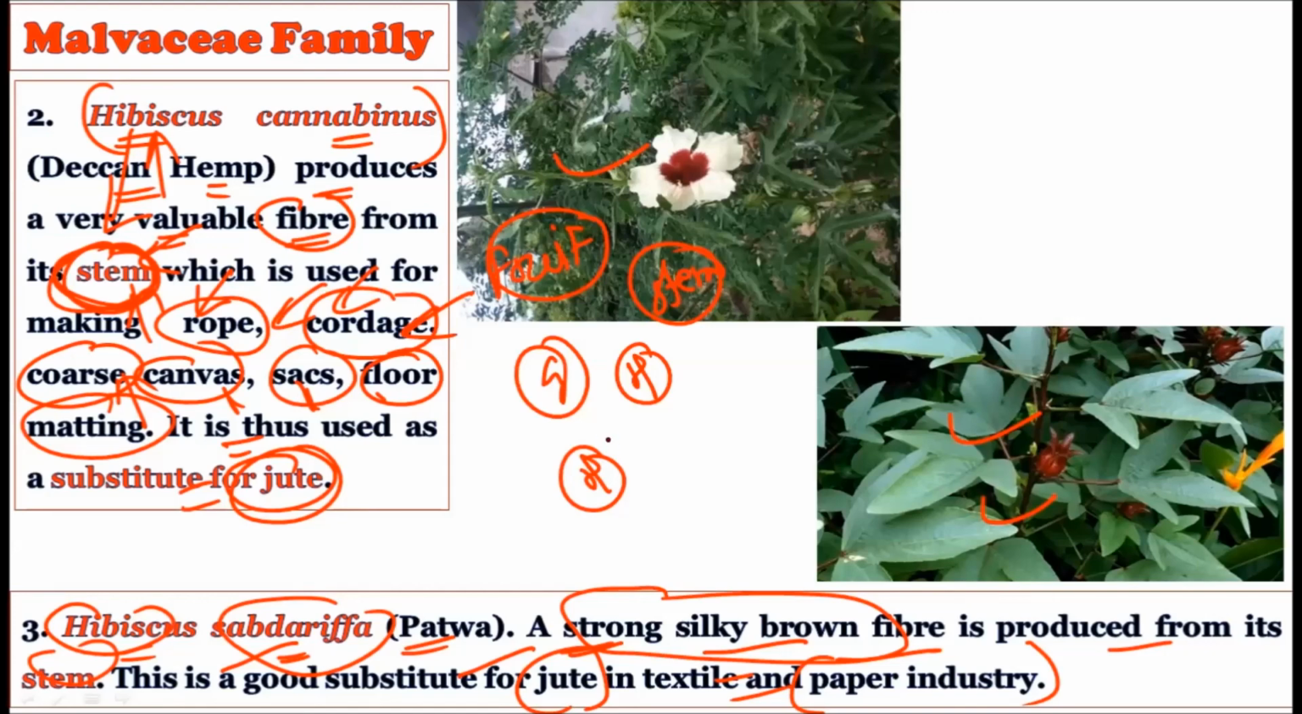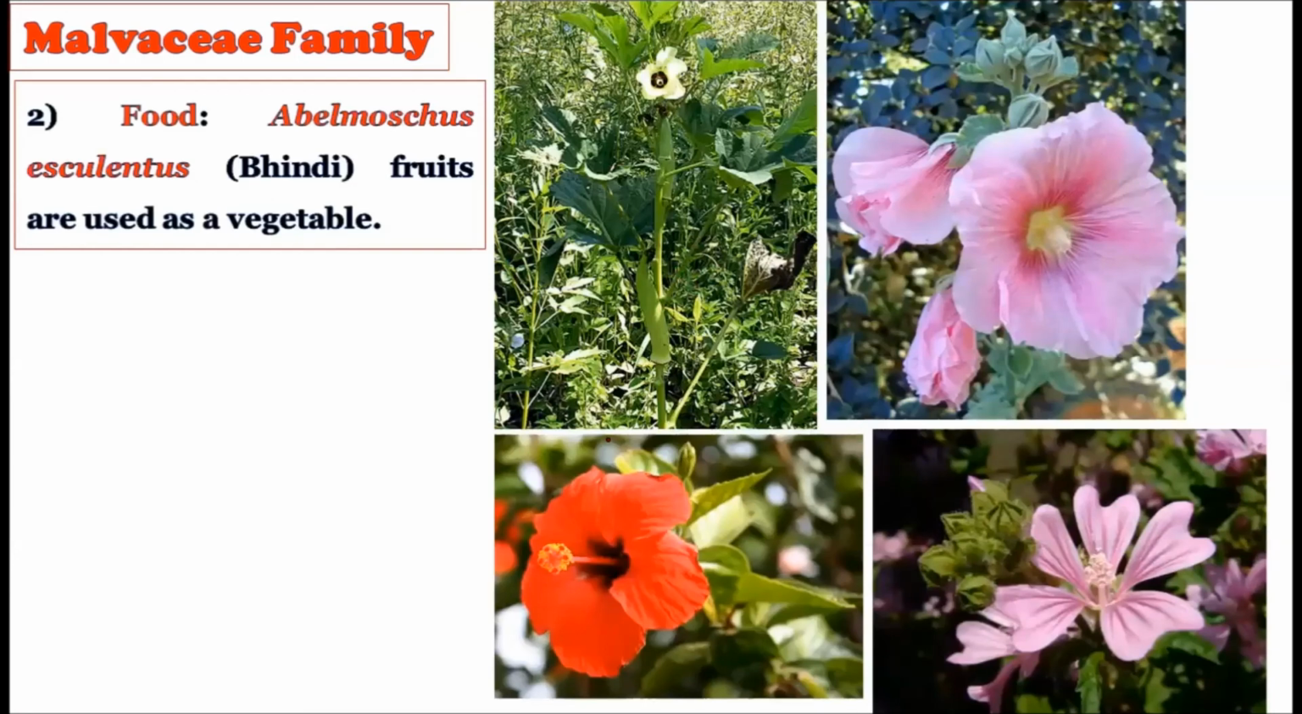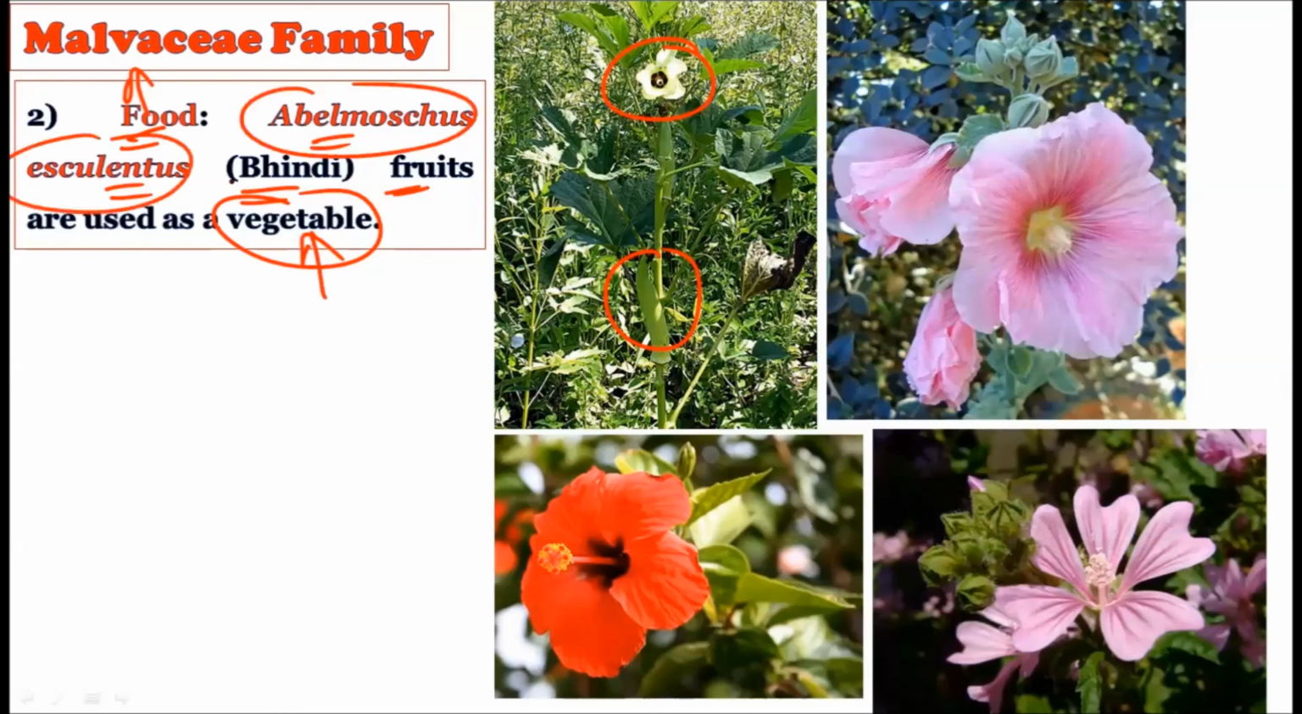Now consider the next application, the food. See the very famous member, right? Abelmoschus esculentus, that is the bhindi. As you can see, this is the bhindi plant. This also belongs to the Malvaceae family, and its fruit is used as a vegetable. As you know, in India, the bhindi or ladyfinger is used in households and in our kitchens, right? So the food material also comes from the Malvaceae family in the form of Abelmoschus esculentus, which is called the bhindi, and it is useful as a vegetable, right?